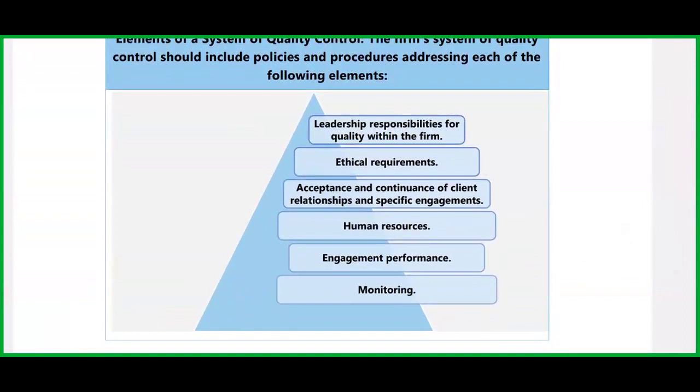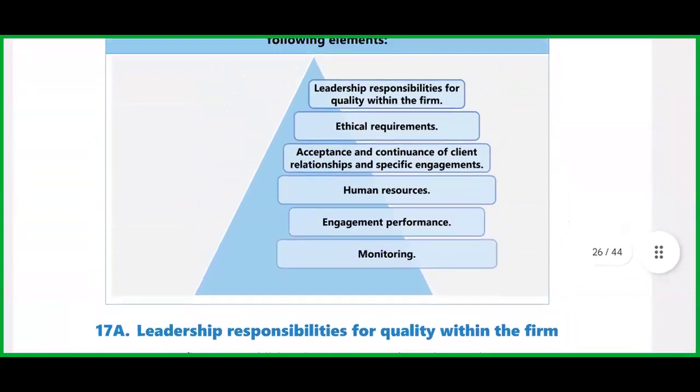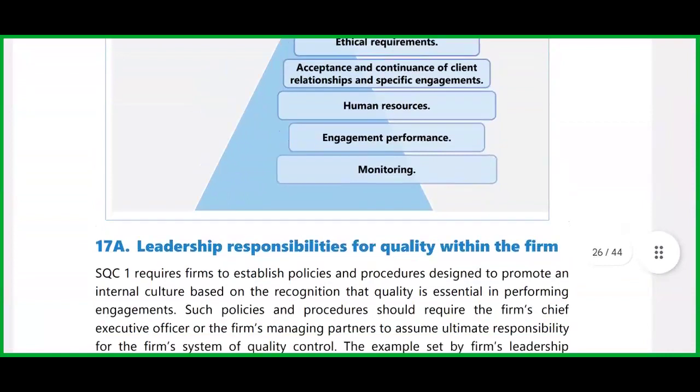So the elements of quality control here are these 5 points which we read above. Those are given in diagrammatic format. Okay, sorry, the 6 points. Now, one by one, these points are explained. We'll take it in short.